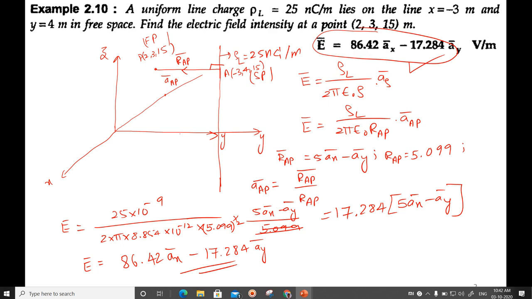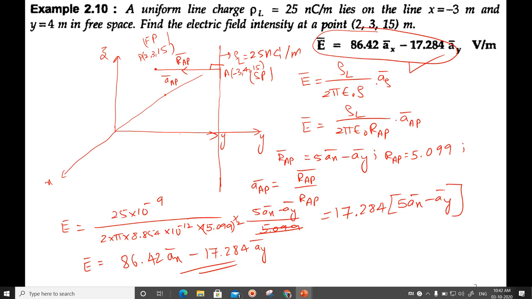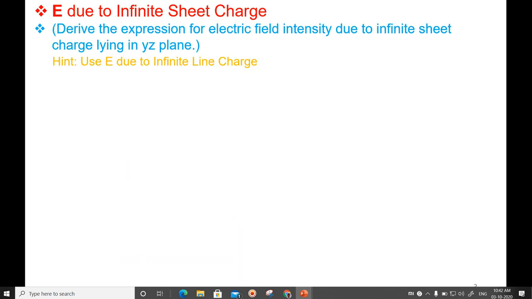Next we'll move to the next derivation, that is electric field intensity E. I hope there is no doubt, right? If any doubts, you can unmute yourself and speak to me so that I'll clarify immediately. So next we'll see the last derivation in this chapter, and after deriving this, we'll solve few problems. This chapter will be over. We'll start with the next chapter after this.